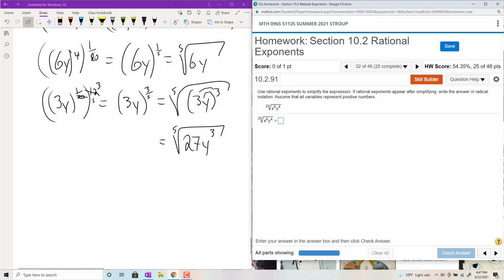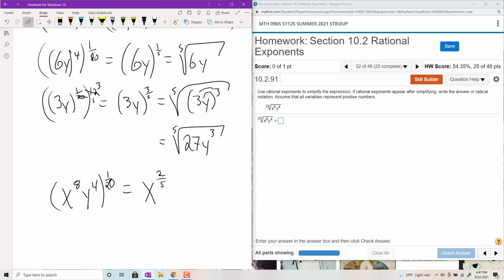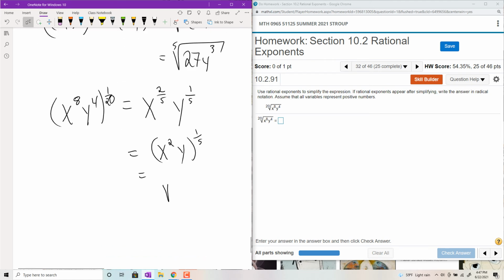And more of these guys. X to the 8th, y to the 4th to the 1/20th. This will end up being x to the 8/20th, which will be 2/5, y to the 4/20th, which is 1/5, and then you can kind of think of it as x squared times y to the 1/5, and then you could rewrite that as the 5th root of x squared y.